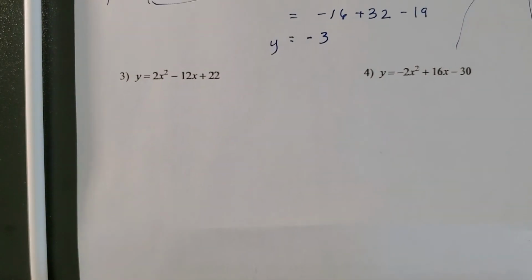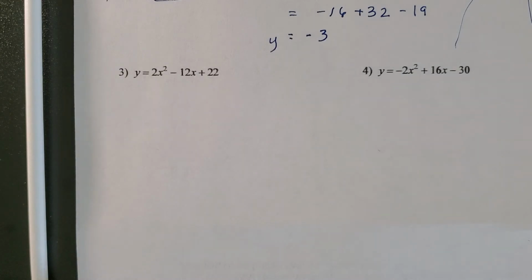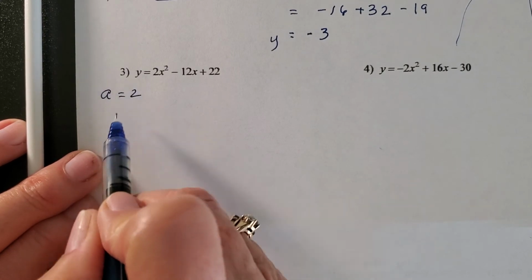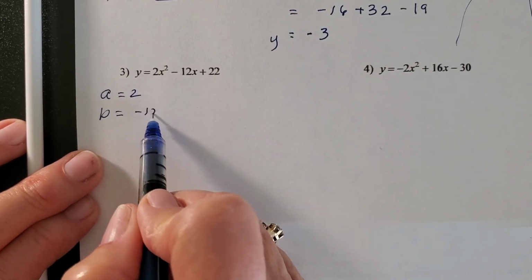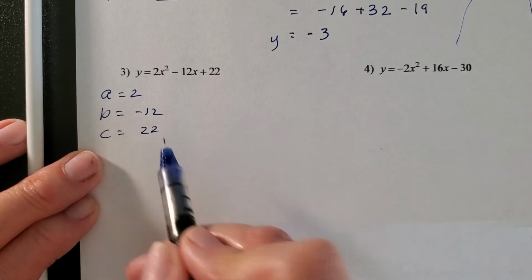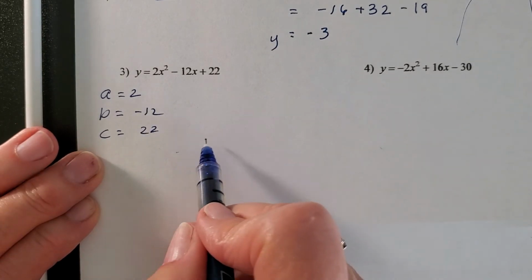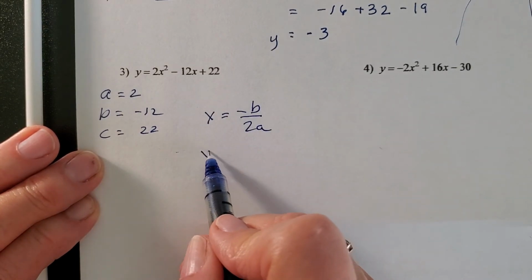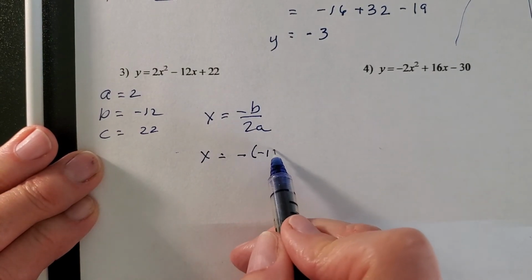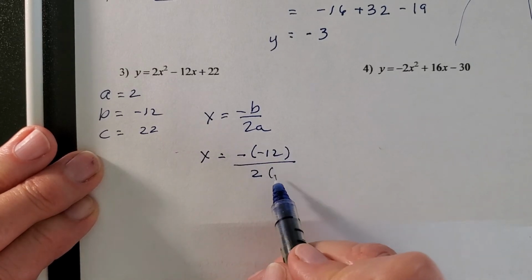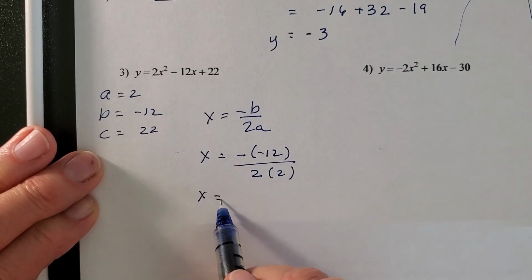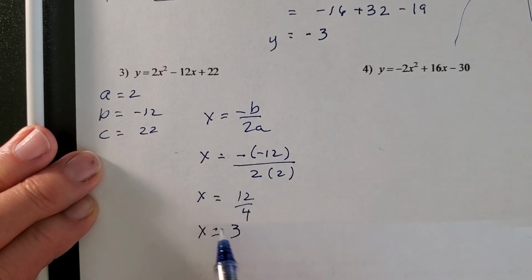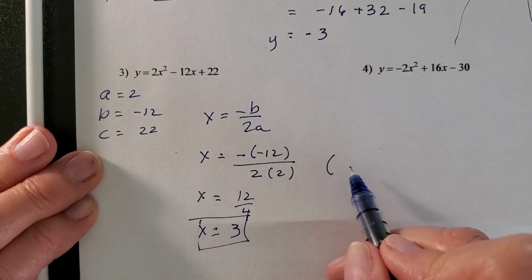Let's do one more. Okay, we always have to identify A, B, and C. A is 2, B is -12, C is 22. All right, first we're going to use our formula. X is equal to the opposite of B over 2A. So X is equal to the opposite of -12 over 2 times 2. X is equal to 12 over 4, so X is 3. We have the first part of our answer.